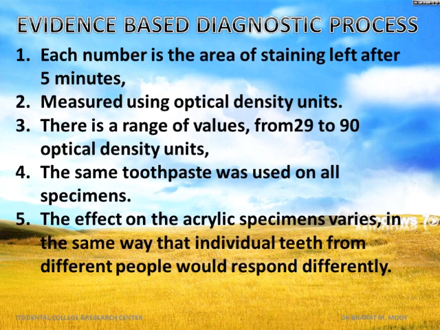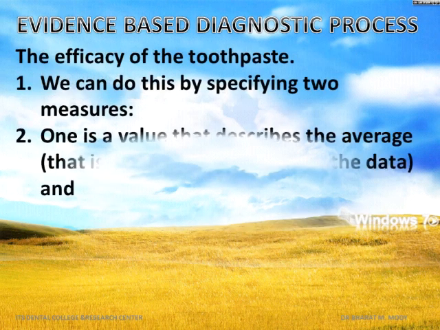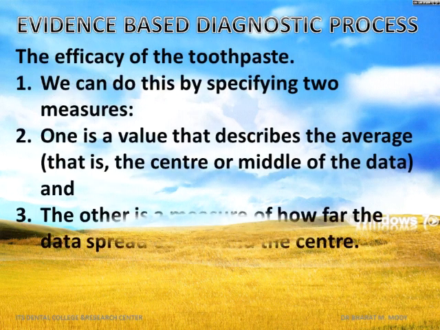The area of staining after staining was measured. Optical density units were utilized. The range was from 29 to 90 optical units. The same toothpaste was used in all the specimens. The effect on the acrylic specimen varies according to the specimen itself, and this was mimicking the difference in people. If the people are different, the acrylic also will be different.